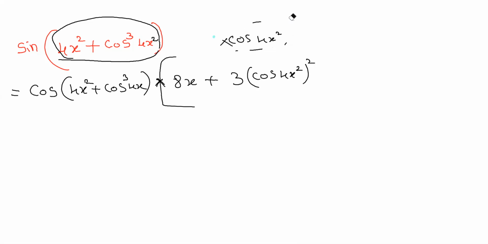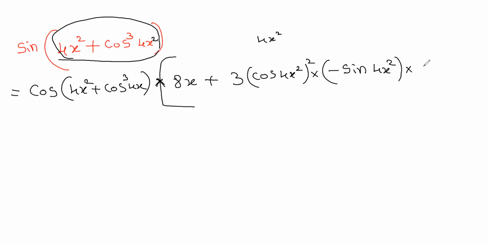So now this square is gone. Now we are in cos 4x square, right? What is the differentiation of cos 4x square? Minus sine, minus sine 4x square, right? So now the cos function is gone. Now we are in 4x square. What is the differentiation of 4x square?